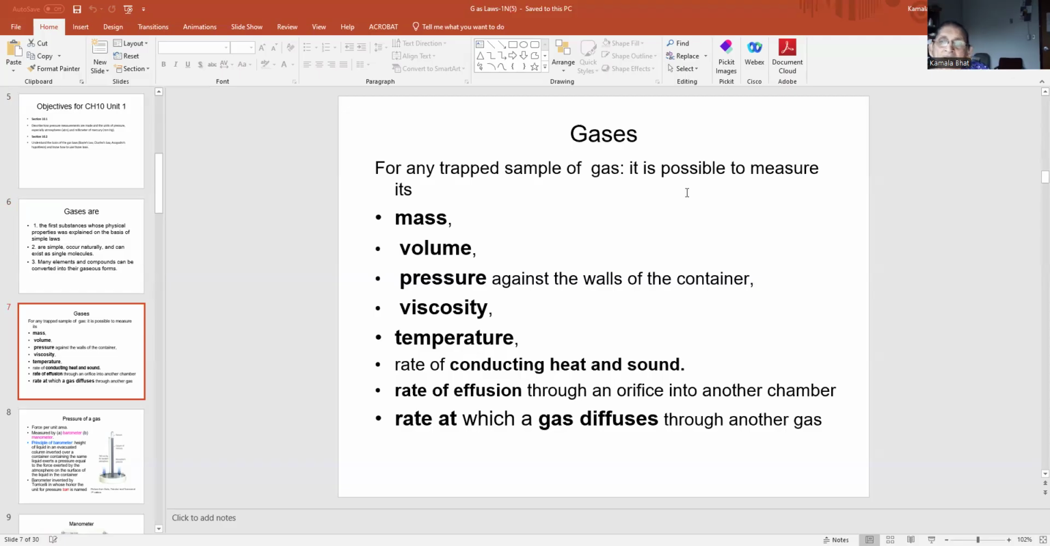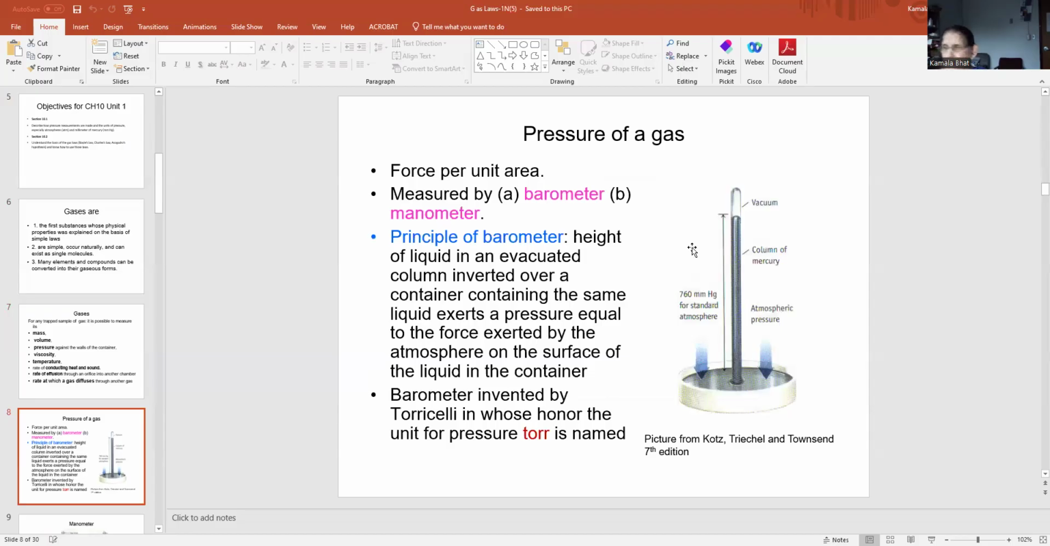For any trapped sample of a gas, it is possible to measure its mass, volume, pressure, which is the force applied against the walls of the container, viscosity, temperature, rate of conducting heat and sound, rate of effusion, passing through an orifice into another chamber, or the rate at which a gas diffuses through another gas or out of a container. These are the properties of gases that we have discussed before.